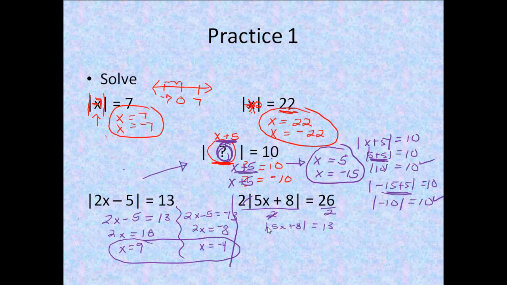Now that I'm down to just my absolute value symbols, now I can set up my two separate equations. I'm going to have 5x plus 8 equals 13, and I'm also going to have 5x plus 8 is equal to negative 13. Now I can do algebra to solve them. On the left side, subtract 8, divide by 5, and on the right side, start with the same thing, subtract 8, and divide by 5. This one doesn't divide out nicely, so I'm just going to leave it as negative 21 over 5.